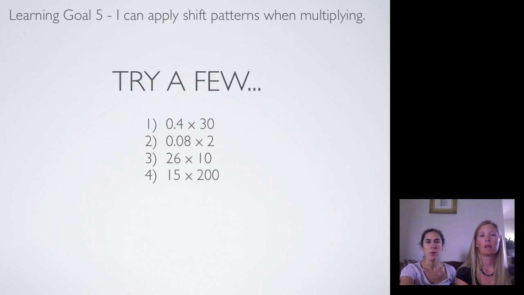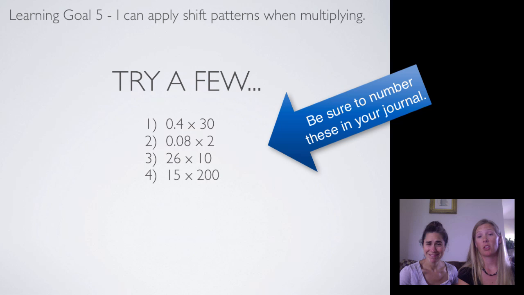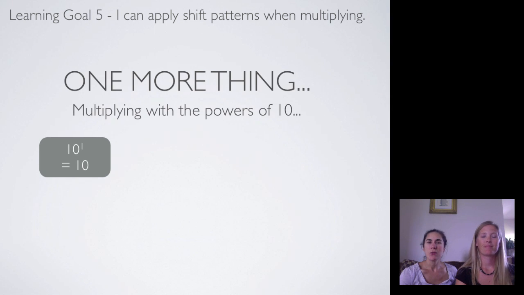So now you are going to try a few on your own. We're not giving you these ones. So try these, thinking about that whole idea of shifting and moving your decimal, and jot those in your journal, and we'll talk about those tomorrow. Make sure you number them so they're easy for us to see. 1, 2, 3, 4.